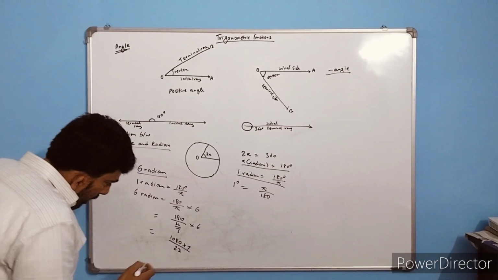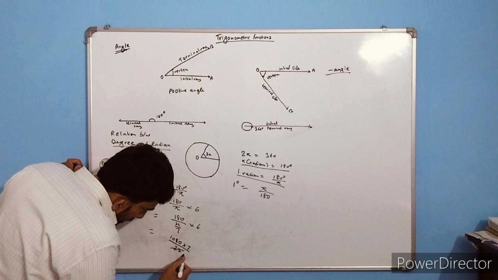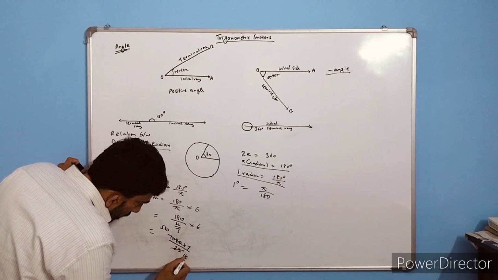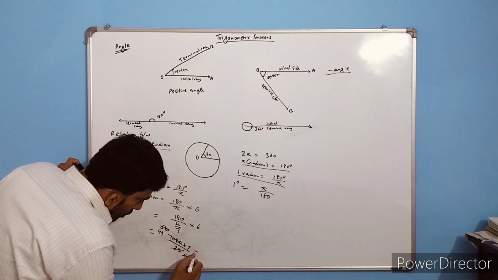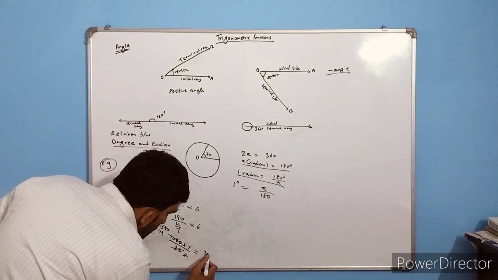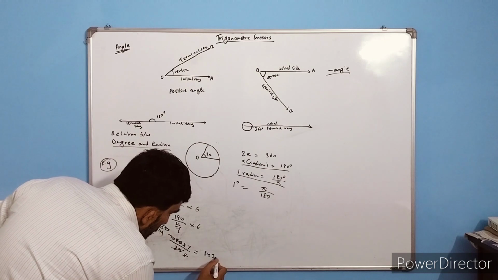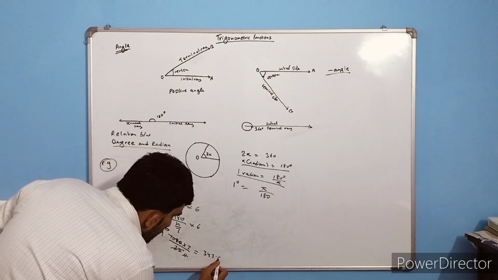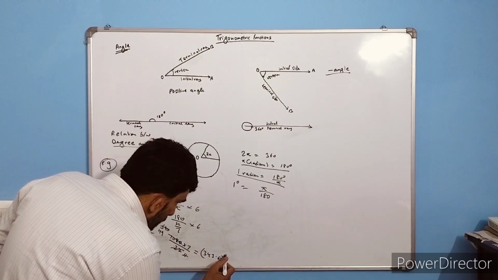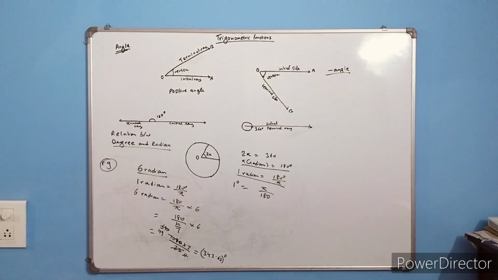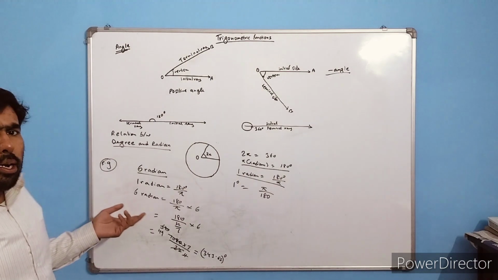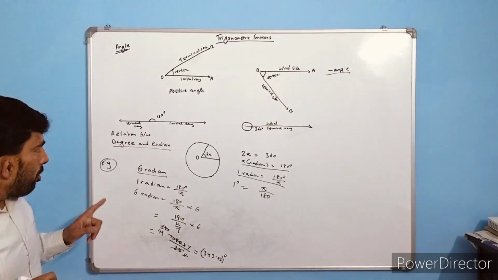Now if I divide this by 11, I get 540 here. If I divide the other, I get 49. So now 49 into 7 is 343.63. So that is what I got, all in degrees. This is an example of how to convert radian into degree.